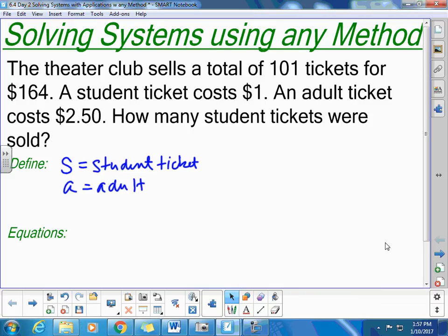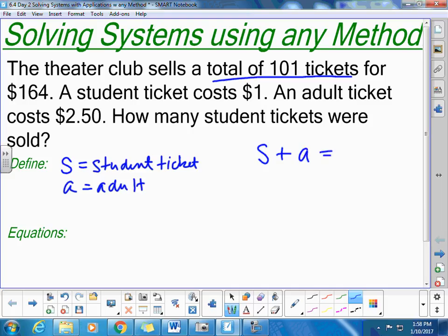So I started by telling you my S is going to stand for student tickets, A is going to stand for adult tickets. One of the things we talk about is just the total number of tickets. Total of 101 tickets. So I'm just going to add my tickets up. I don't care about how much they cost. I'm going to count them. How many student tickets do I have? Plus how many adult tickets do I have? And hey, look, I have 101. So that's one of my equations.